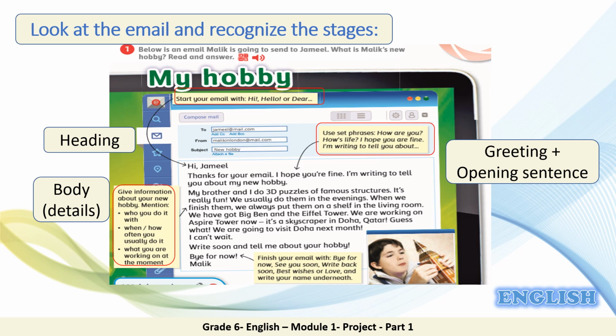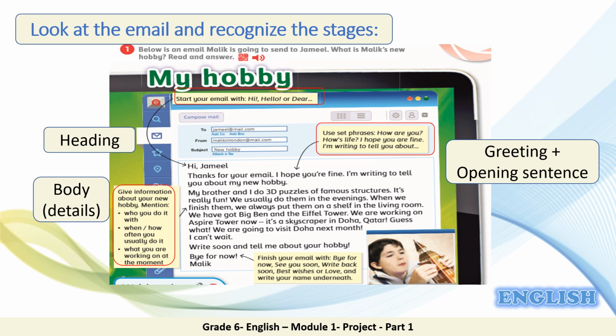For example, why do you do it? And who do you do it with? When or how often do you usually do it? And what are you working on at the moment? Or you can add other stuff from your own choosing. Okay, now we're done with the third part, which is the body.